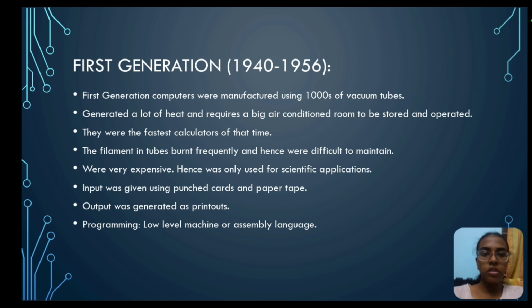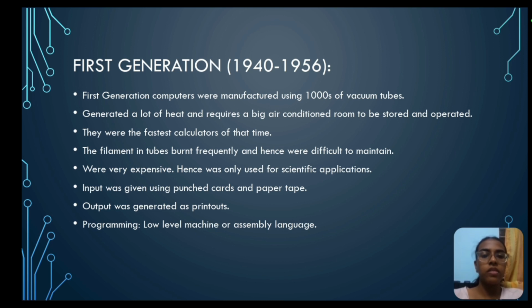Let us talk about the first generation computers. They were manufactured using thousands of vacuum tubes. It generated a lot of heat and required a big air conditioned room to be stored and operated. The filaments in the tubes burned frequently and hence were difficult to maintain. They were very expensive, hence, it was only used for scientific applications. They were, however, the fastest calculators of that time.